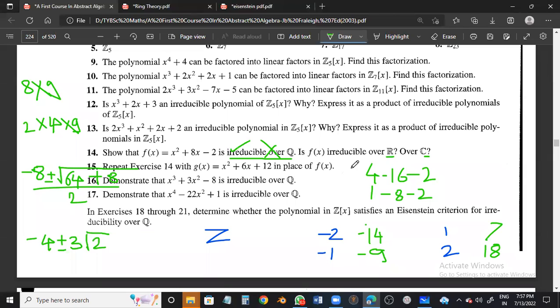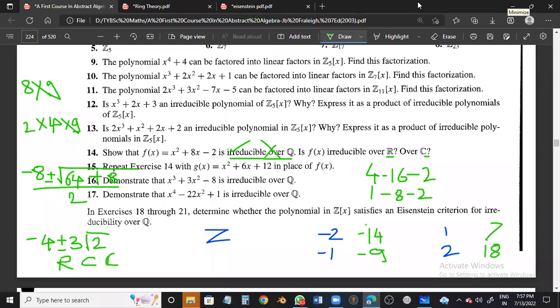Okay. And what about over C? R is a subset of C. If you are saying it happens in R, it has happened in C itself. So it is reducible in C also. I hope you are writing the answer.